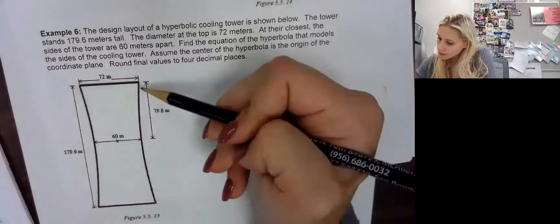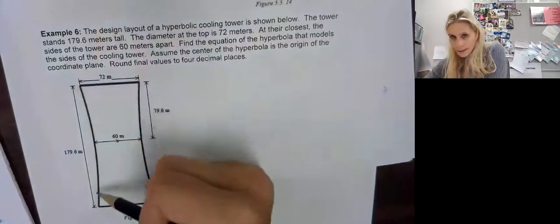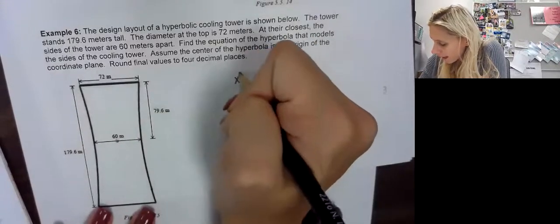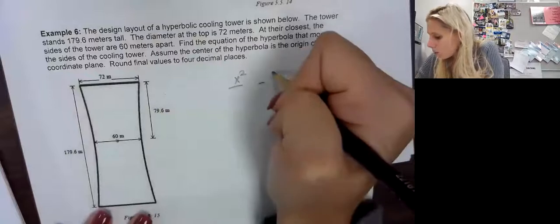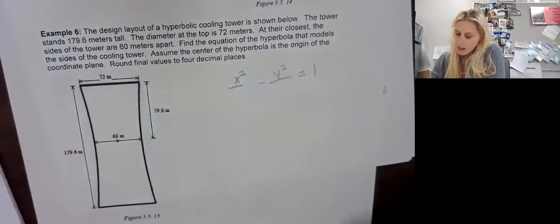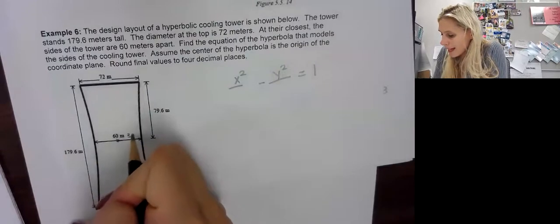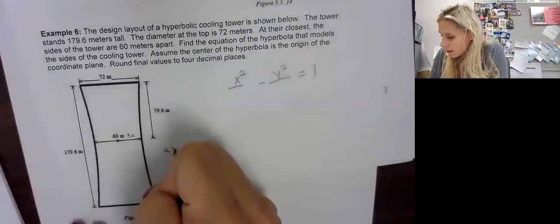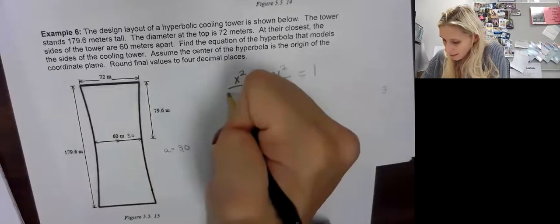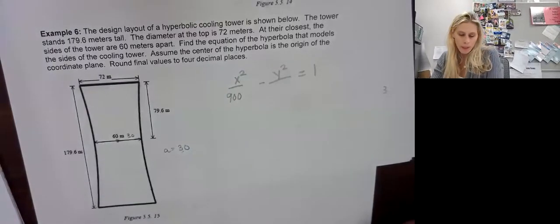As you can see, our hyperbola forms horizontally. Does everyone see that? Because it curves on the sides here. So right now, our equation sits at x squared over something minus y squared over something equals 1. Now remember, this value is a, and it's the same distance on both sides, so that means a is 30. Well, we have to square it before we put it in our equation. So 30 squared is 900. All right. Where do we go from here?